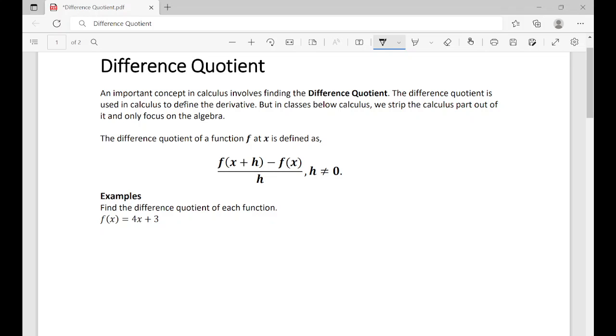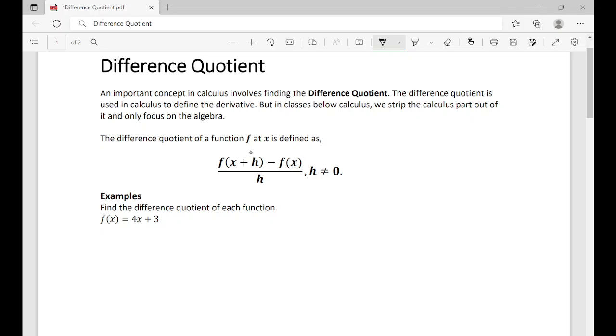An important concept in calculus involves finding what's called the difference quotient. The difference quotient is used in calculus to define what we call the derivative, but in classes below calculus, we just take out the calculus part of it and we only focus on the algebra. So the difference quotient of a function f at x is defined as f of x plus h minus f of x divided by h, where h is not 0.